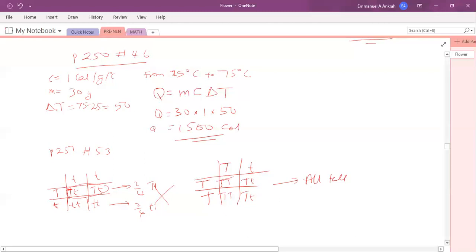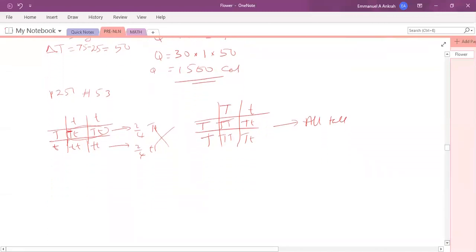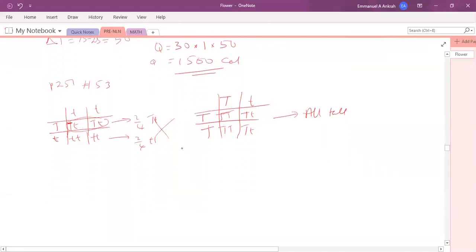So let's try D and see. Is it D? Let's look at D. So D obviously should be the answer.